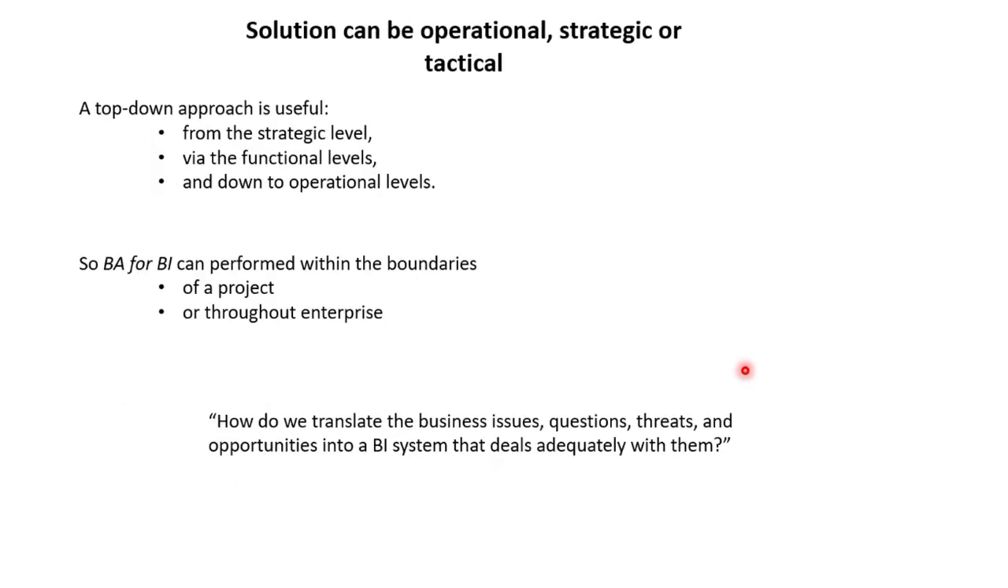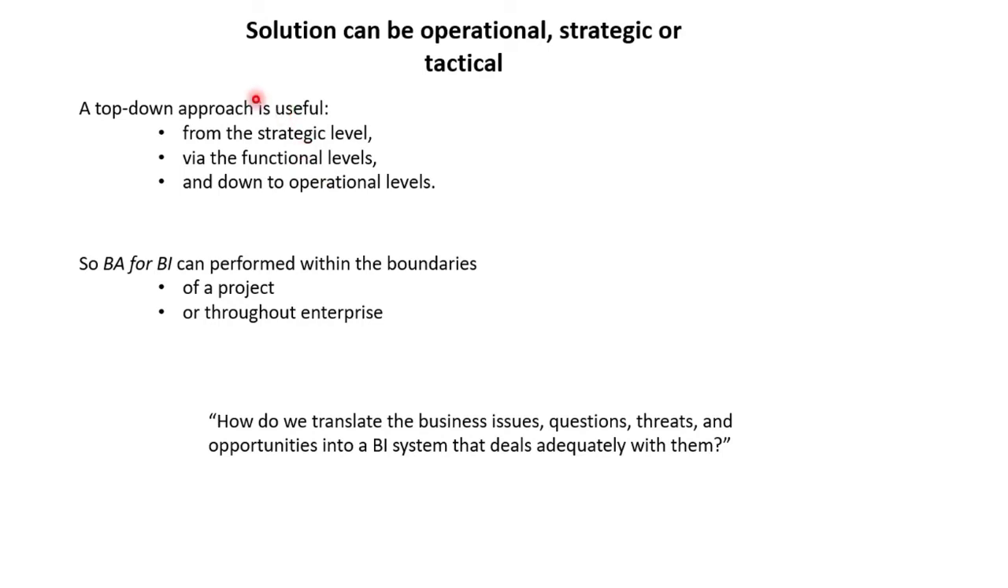Now, how to find a solution? The solution can be operational, as we discussed, or strategic or tactical. Normally a top-down approach can help better, going from the strategic level to the functional departmental levels, and down to the operational levels. At the strategic, management level you have the information, you can look into that, prepare it and get some outcome. That can be a better win from the management, showing how important BA for BI is, and then you can go down to functional or operational levels.